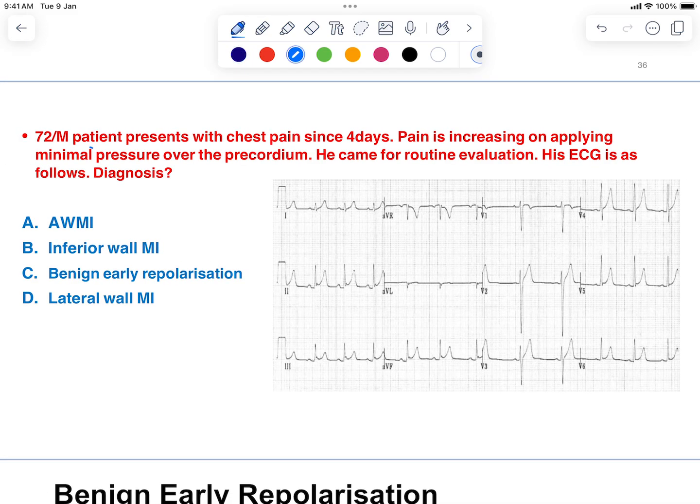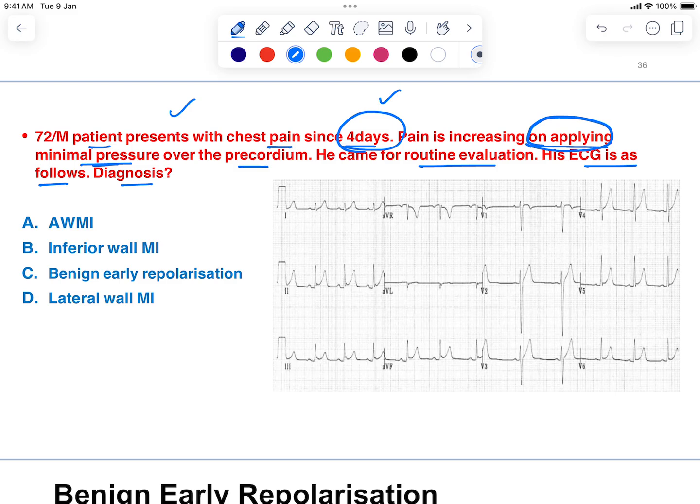a 72-year-old patient presents with chest pain since 4 days. The pain is increasing on applying minimal pressure over the precordium. He came for routine evaluation. His ECG is as follows. What is the diagnosis? The options are anterior wall MI, inferior wall MI, benign early repolarization, lateral wall MI. This particular patient has had chest pain since almost 4 days, and the pain increases on applying minimal pressure over the precordium. So he came for routine evaluation.